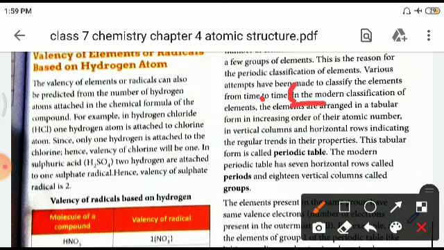That means columns are there and rows are there. This tabular form is called the periodic table. This is called the periodic table. The modern periodic table has 7 horizontal rows called periods and 18 vertical columns called groups.